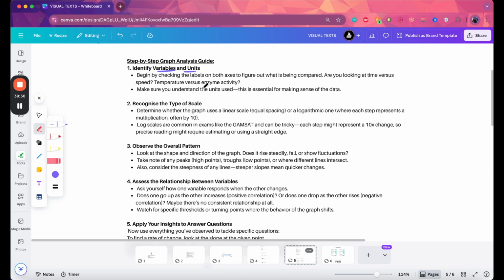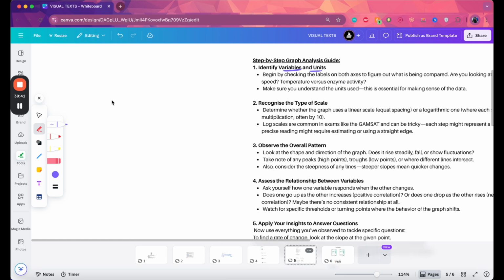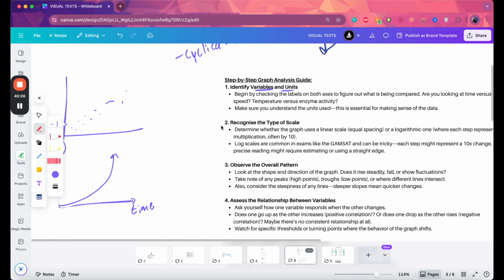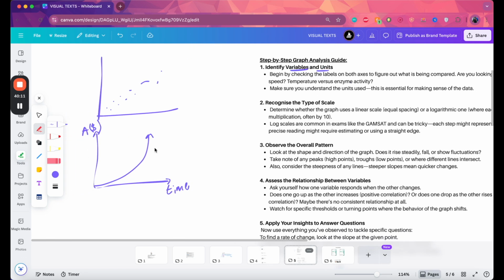So start by checking the labels on both the axes to figure out what is being compared. If you're looking at time versus speed, or temperature versus enzyme activity, it helps you understand the units used, and this is essential. So if they do give you a graph, some sort of scatter plot or non-linear graph, it's important to check what the axes are showing us. So maybe this is time, maybe this is amount in dollars. So having a look at the axes helps to contextualize the graph.